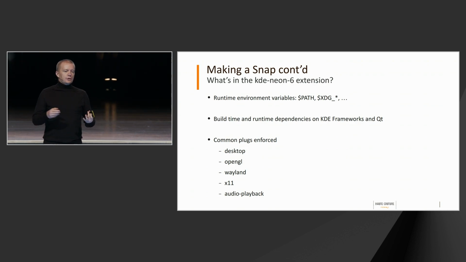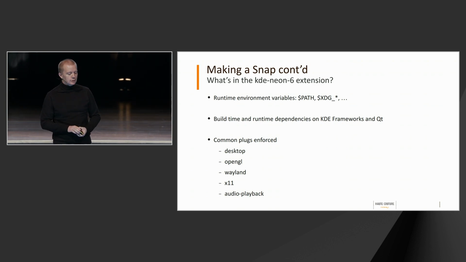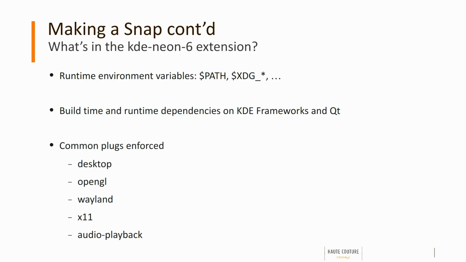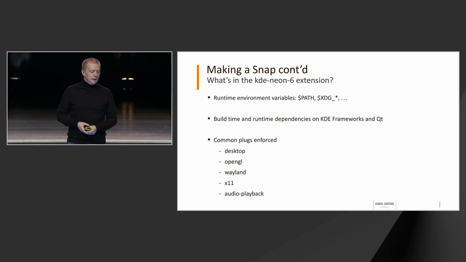So we have to declare those to be able to run and to register there. Now that bears the question: I just briefly showed that KDE Neon extension in the recipe, and the recipe was kind of short. That's thanks to this extension, which behind the scenes sets up plenty of things which are useful for KDE applications. The PATH is set, the XDG_whatever variables are set, and so on, for the environment. We also hardwire through that extension the build-time and runtime dependencies on KDE Frameworks and Qt, because like 95% of our applications need that. And we also enforce some common plugs, because that's a desktop application, so we need access to desktop, OpenGL, Wayland and audio playback. Most of our applications need that, so it's hardwired in the extension.